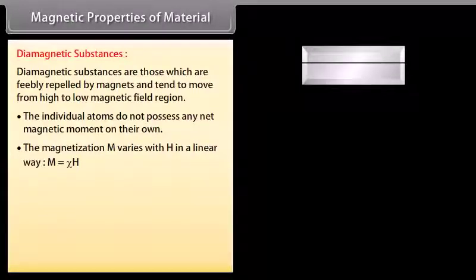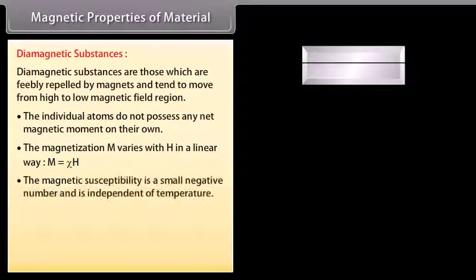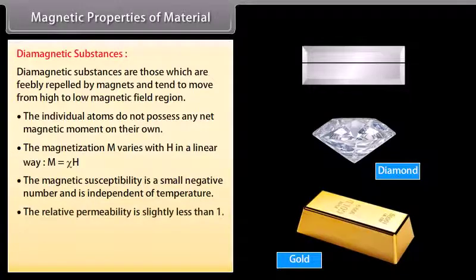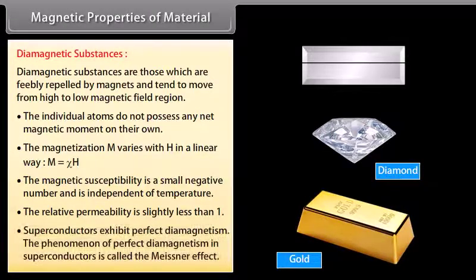M is equal to Xi H. The magnetic susceptibility is a small negative number and is independent of temperature. The relative permeability is slightly less than 1. The superconductors exhibit perfect diamagnetism. The phenomenon of perfect diamagnetism in superconductors is called the Meissner effect.